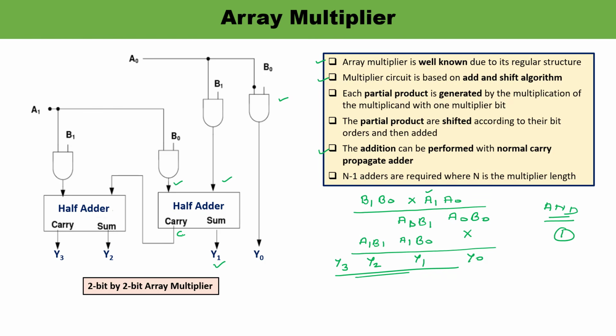Whatever carry is generated will be carried forward to the next stage. Here you are adding this previous carry, in case there is one, and A1B1. So there are two inputs to the half adder and the output will be sum and carry. This is how a 2-bit by 2-bit array multiplier could be designed. This is a very basic circuit.